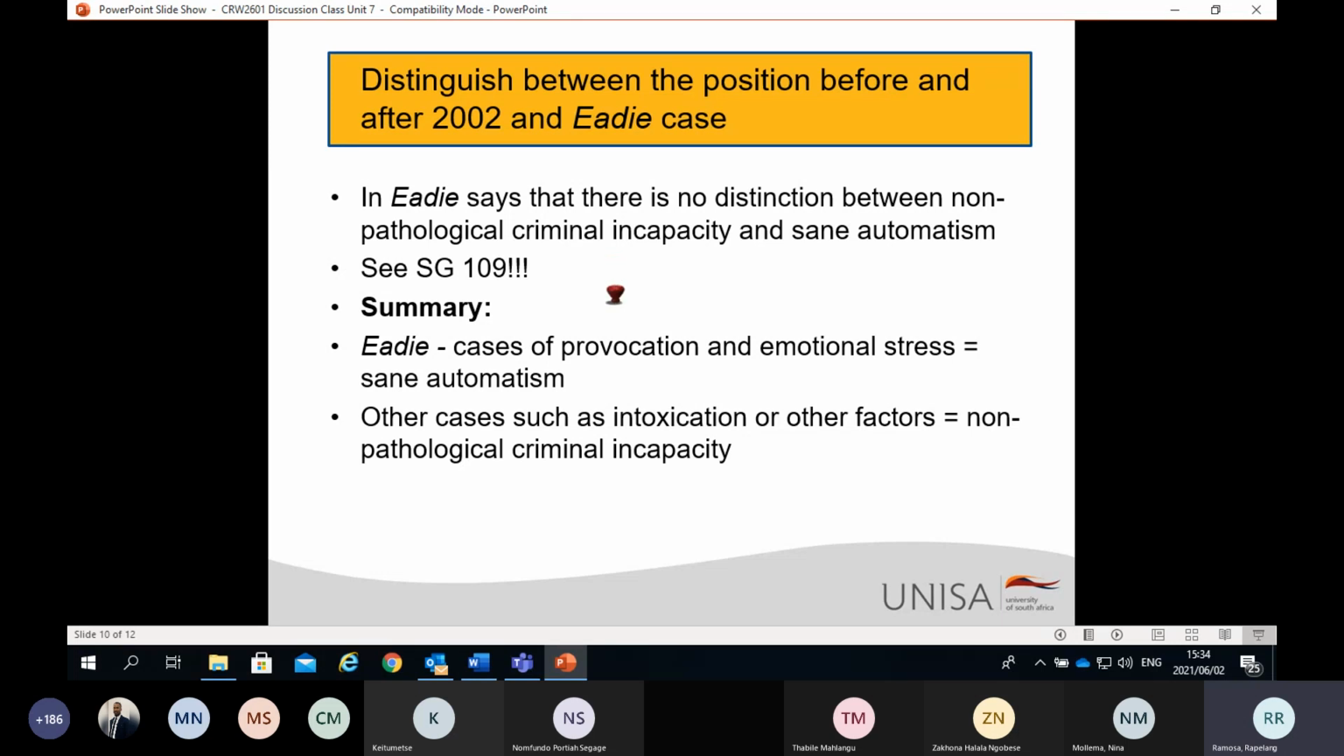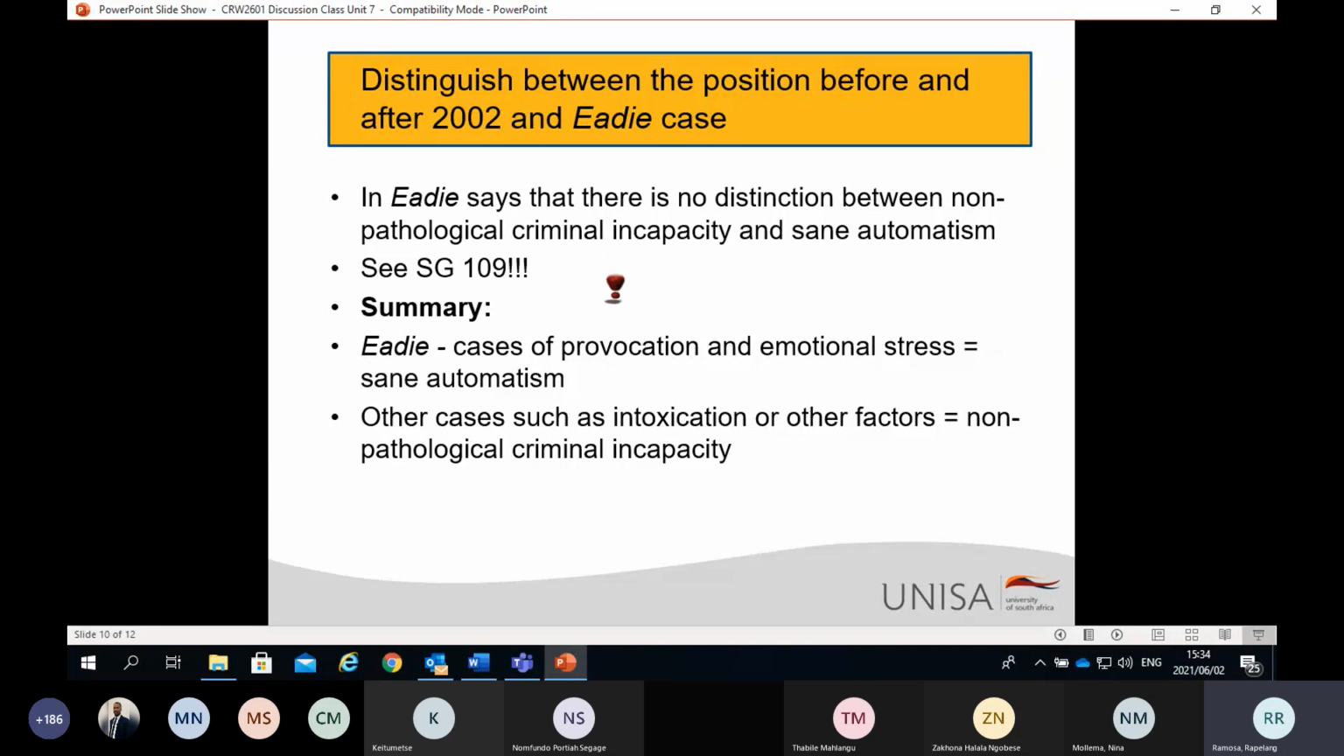It stated that where X alleges that they did not have the capacity to exercise self-control as a result of provocation or emotional stress, basically, they are saying that they could not subject their bodily movements to their will or intellect. In other words, they could not act voluntarily.